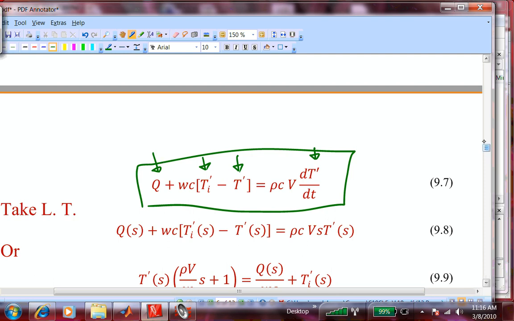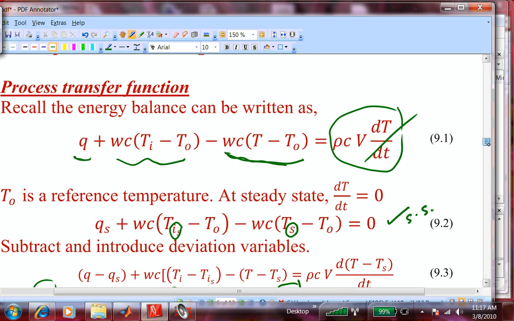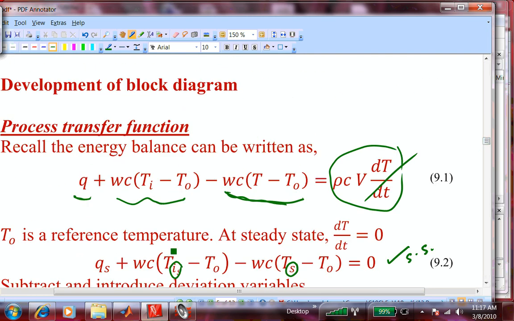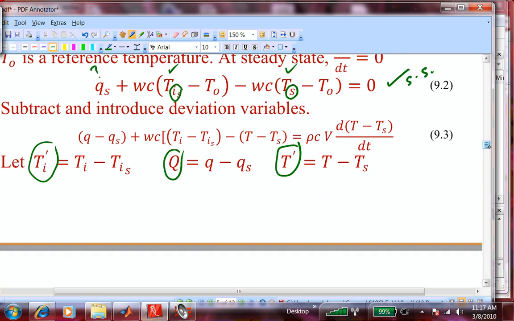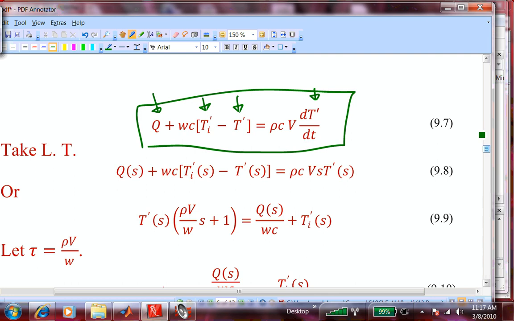If I ask you to calculate, there's a numerical example coming. How do you calculate the steady state heat flux from this equation? If I tell you the inlet temperature, and the steady state outlet temperature I need, the only unknown is QS. You can solve for it. We can find out the steady state heat duty. Really, there is nothing new in that. All we did was reformulate the problem in terms of deviation variables.